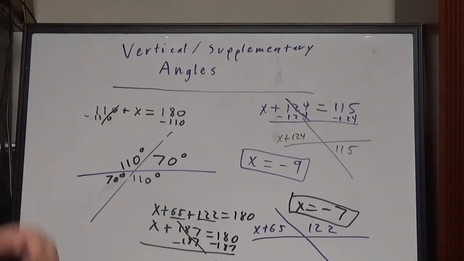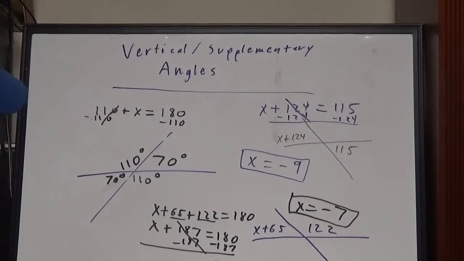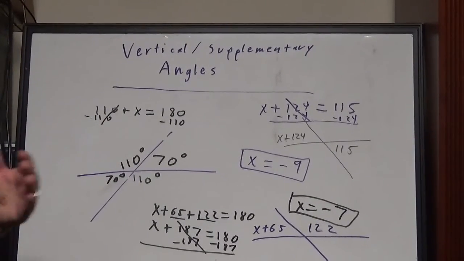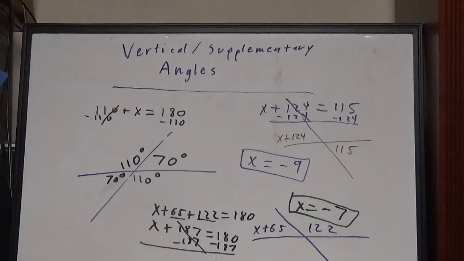And you'll obviously often get negatives. But that's it. So the vertical and supplementary angles, that's it. Hope that makes sense. The point of this is just to give you information to help you get a jump start on geometry.